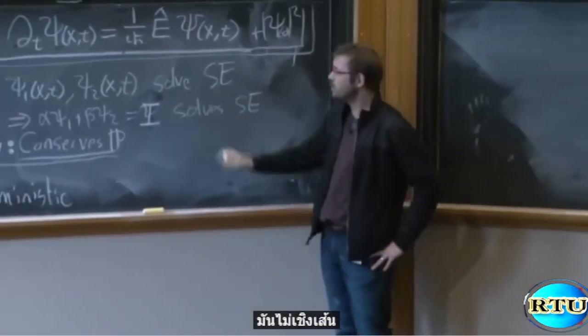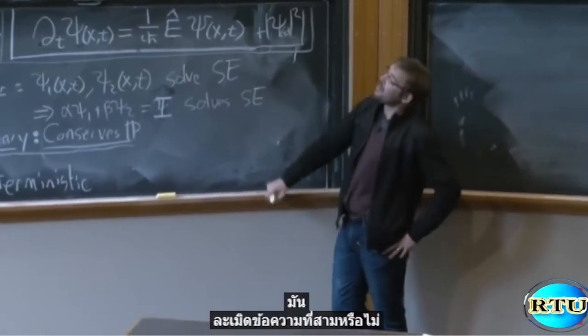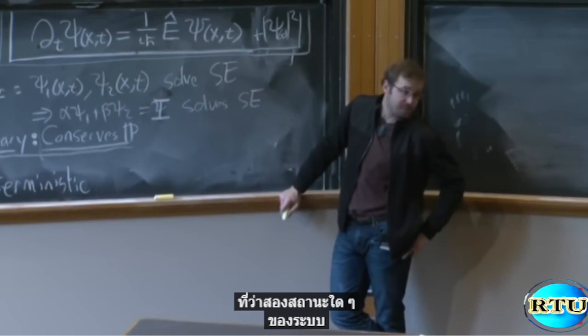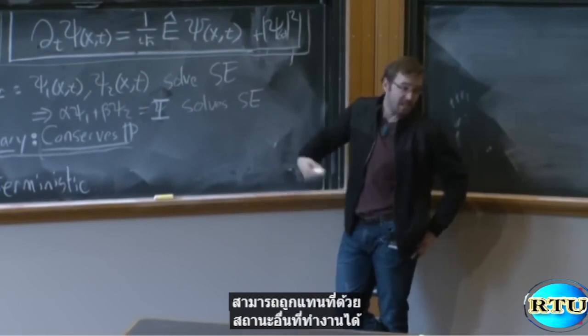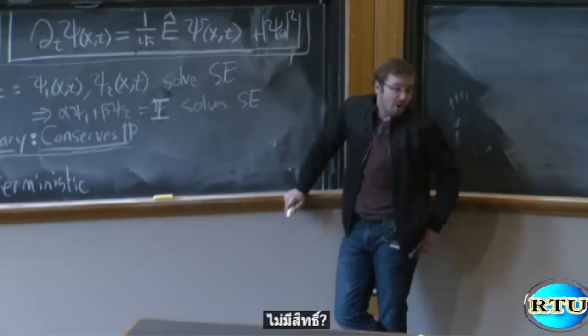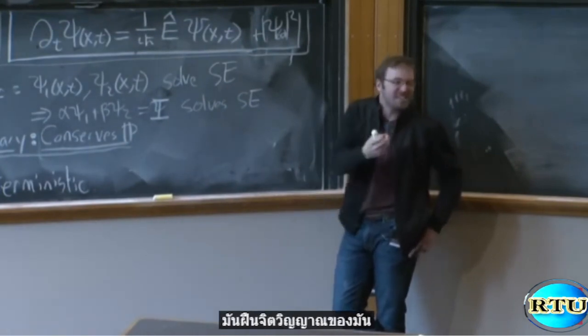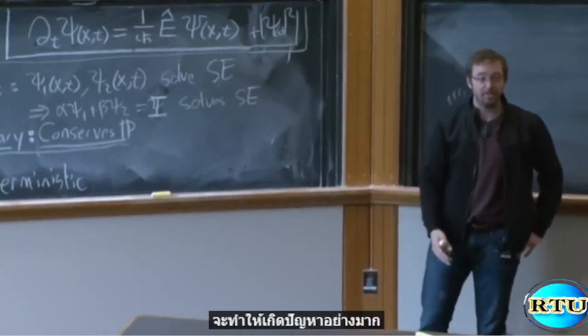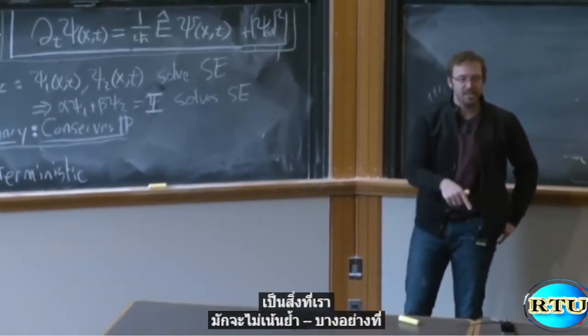It's not linear. Does it violate statement 3 that any two states of the system could be superposed to give another viable state at a moment in time? No, right? It doesn't directly violate. It violates the spirit of it, right? And as we'll see later, it actually would cause dramatic problems. It's something we don't usually emphasize.